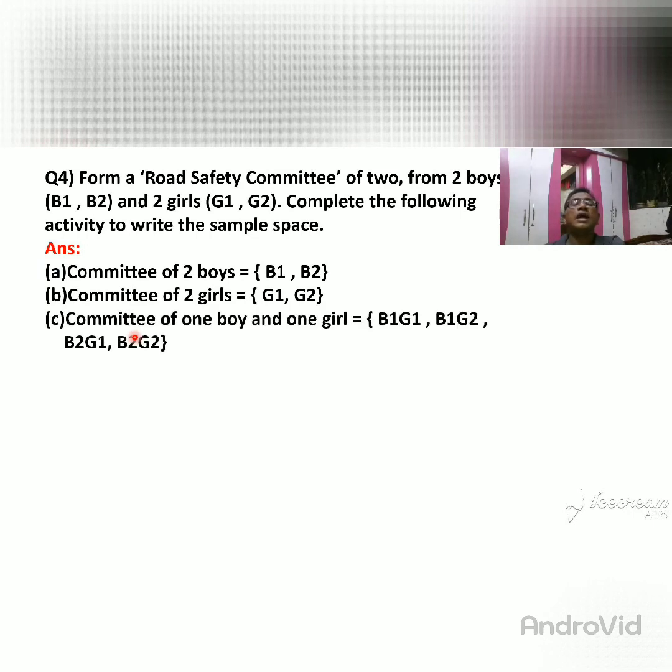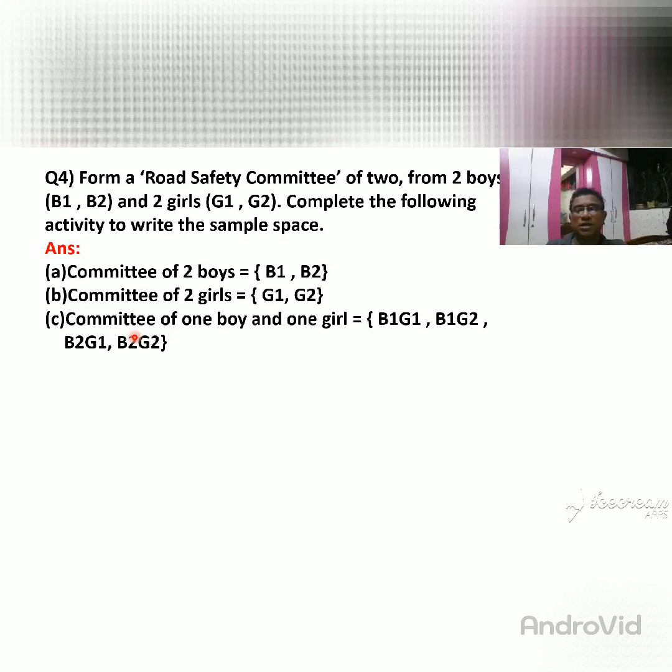Then I want to make a committee. We can make a committee with each and every person. Just see the last problem: head can make pairs with numbers 1 to 6, tail can make pairs with numbers 1 to 6. In the same way, we are making pairs of each boy with each girl.